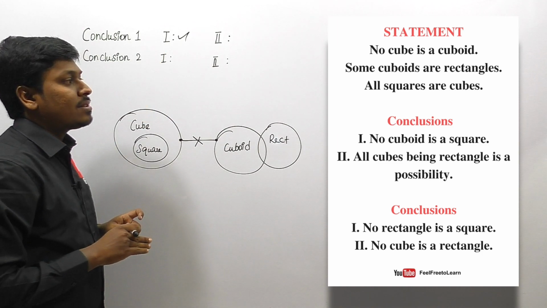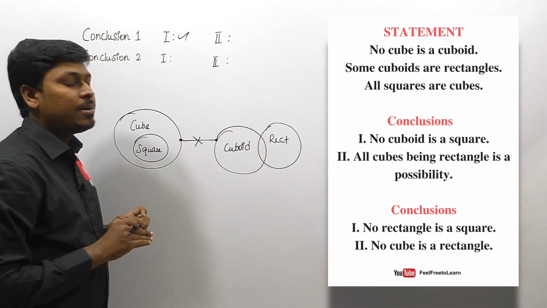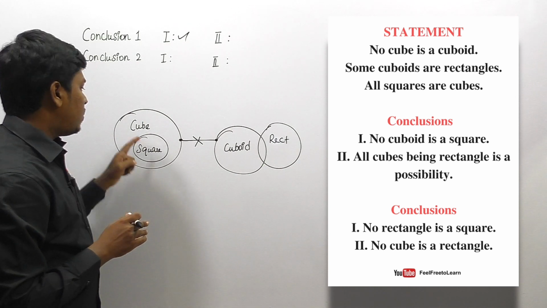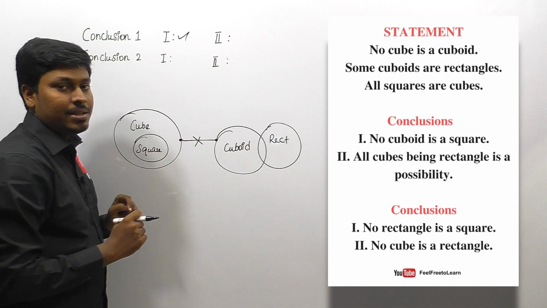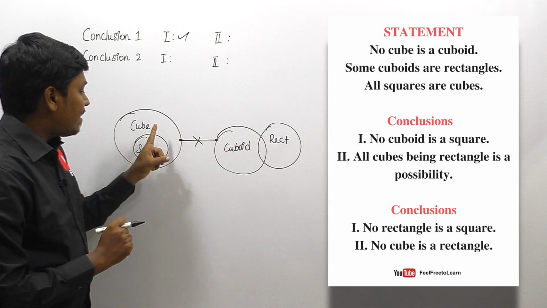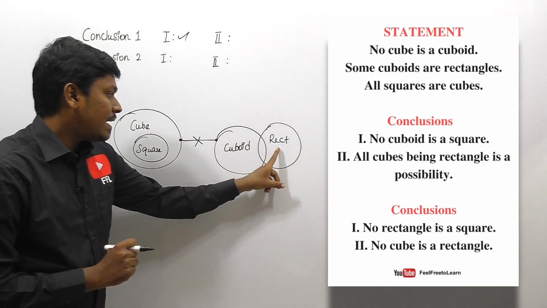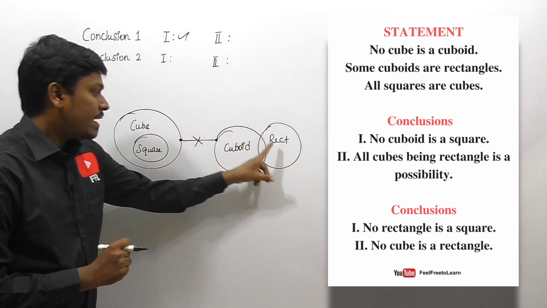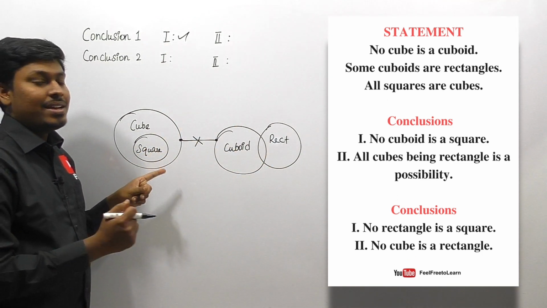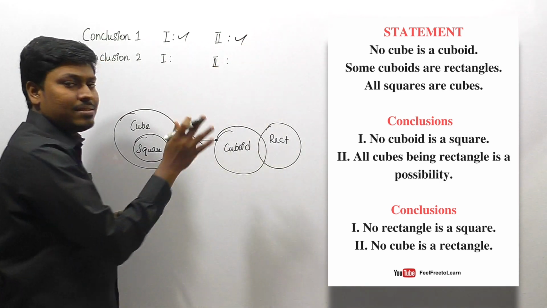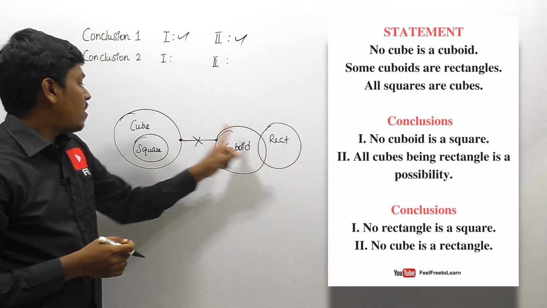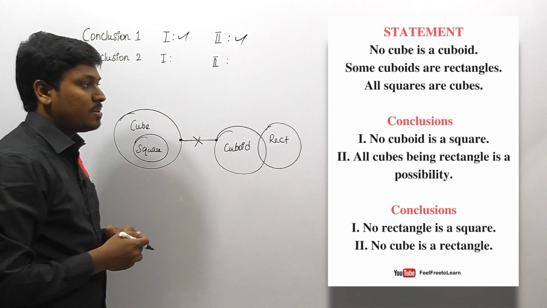The second conclusion is all cubes being rectangle is a possibility. This is also correct. Why? Because there is no connection between cube and cuboid, but we can connect rectangle to cube and also rectangle to square. So if we connect, then possibility follows, right? So all cubes being rectangle is possible.